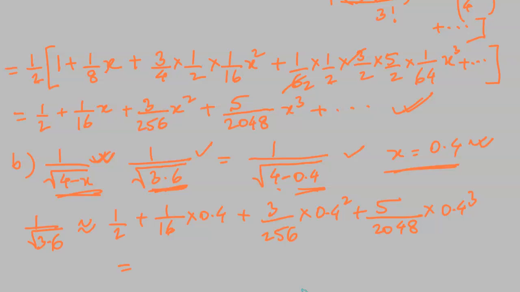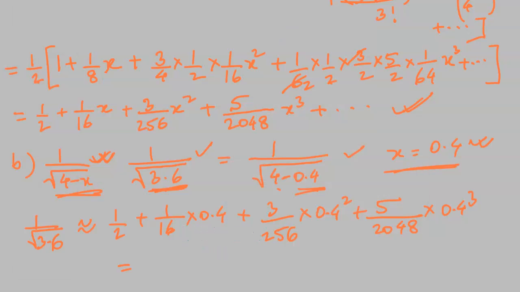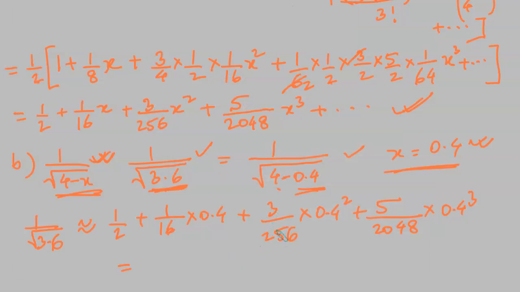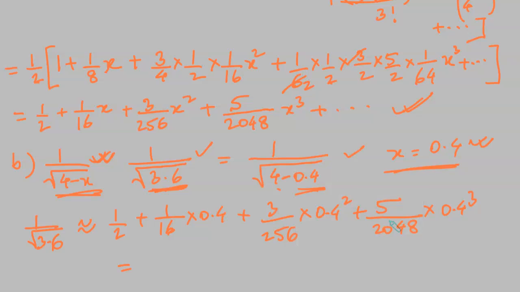Okay. So it is half, then plus 1 divided by 16 times 0.4, plus 3 divided by 256 times 0.4 square, okay, plus 5 over 2048 times 0.4 to the power of 3.